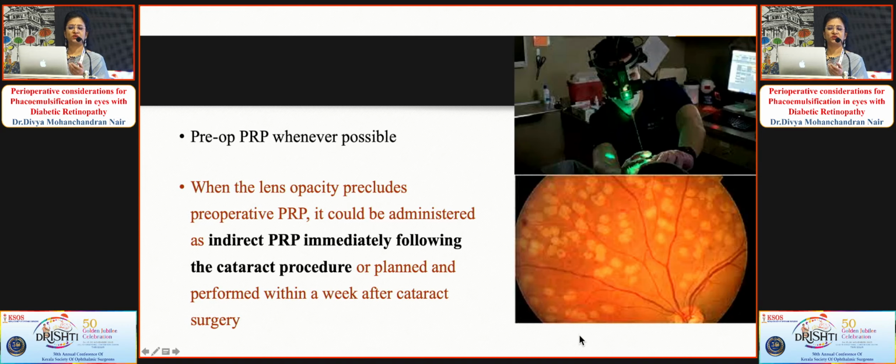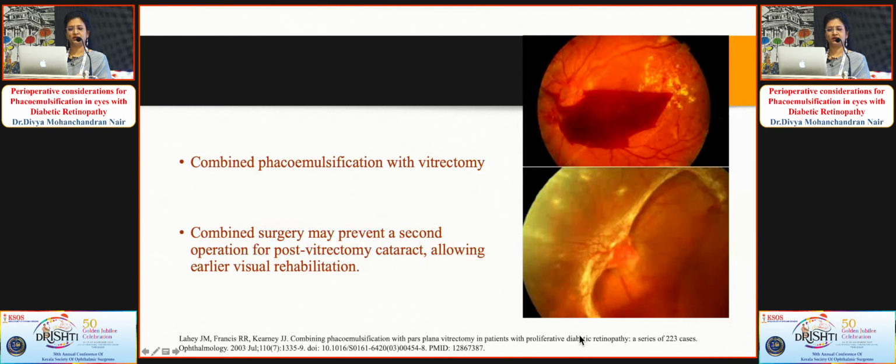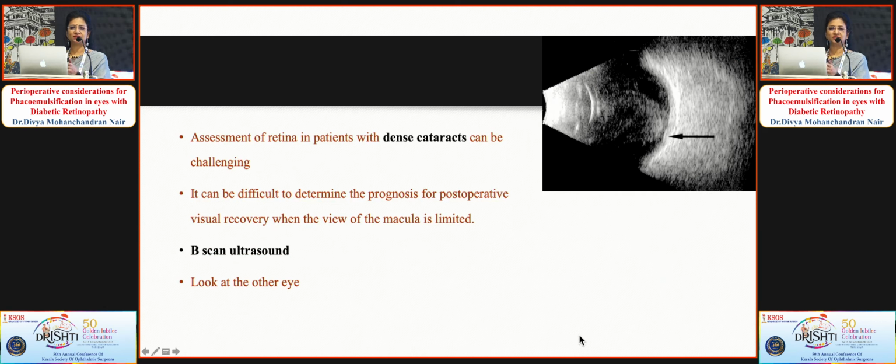However, at times when the lens has a severe cataract, we may not be able to do PRP. In such a situation, do the cataract surgery and do an indirect PRP laser immediately after cataract surgery, within 1 week. And sometimes we can add an anti-VEGF along with the phaco and buy time before doing the PRP. If there is severe diabetic retinopathy with subhyaloid hemorrhage and traction and all, then it is also prudent to do a combined phaco with vitrectomy, and this prevents the patient from coming again for an immediate second surgery.